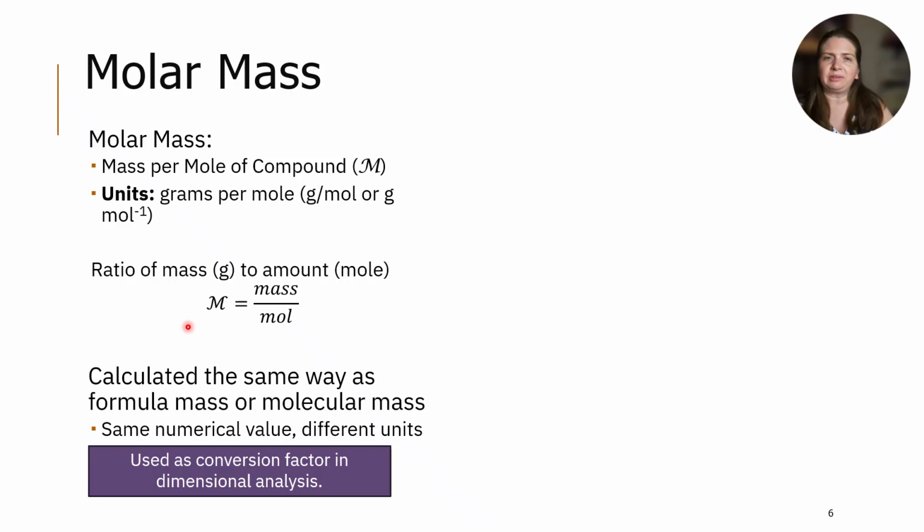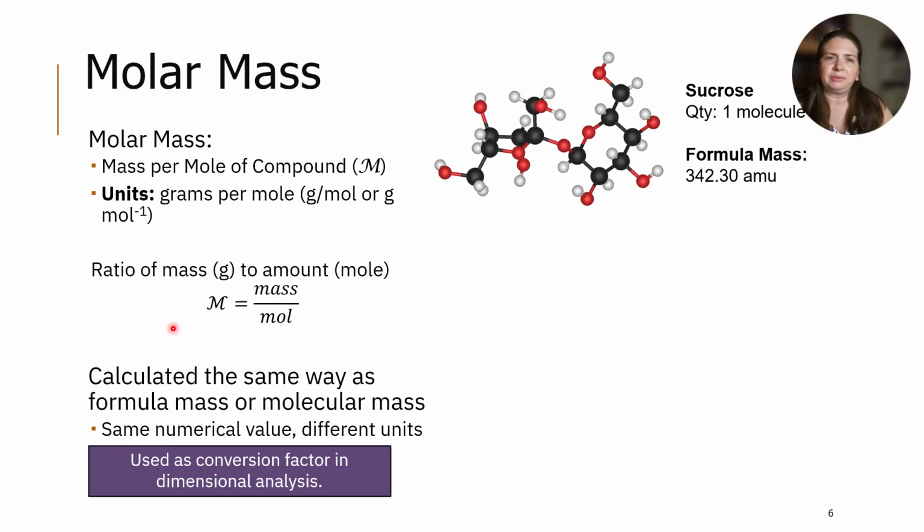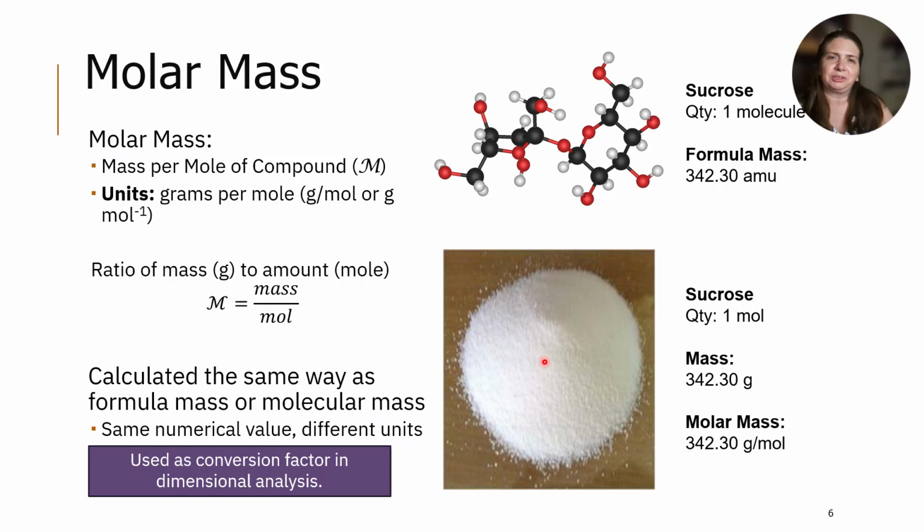The numerical value of formula mass and molar mass are the same, but the units are different because they describe different scales. Formula mass describes the mass of a single particle in AMU, while molar mass describes the mass of 1 mole of particles in grams. For example, 1 molecule of sucrose has a formula mass of 342.30 AMU. 1 mole of sucrose, or table sugar, has a mass of 342.30 grams. The molar mass relates the mass in grams to the quantity in moles.